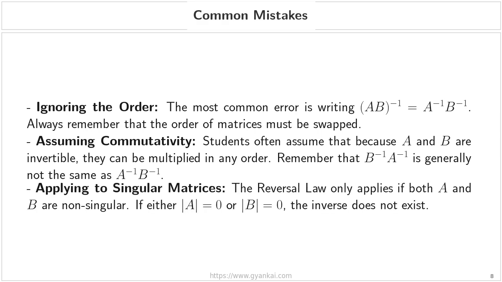Finally, a very important technical point. Do not try to apply this law to singular matrices. The reversal law only works if both A and B are non-singular, meaning they must be invertible. If the determinant of A equals 0 or the determinant of B equals 0, then the inverse simply does not exist, and the law cannot be applied.